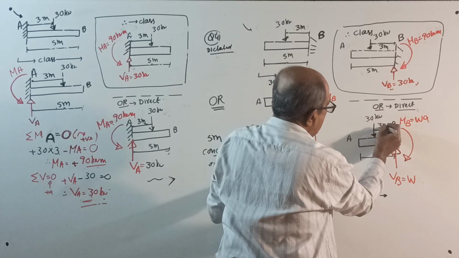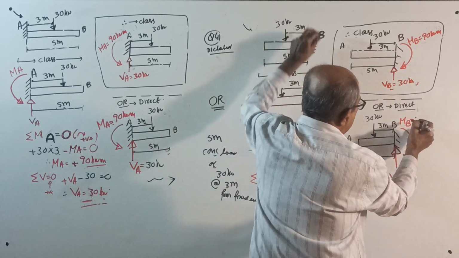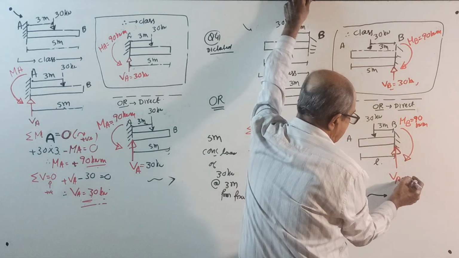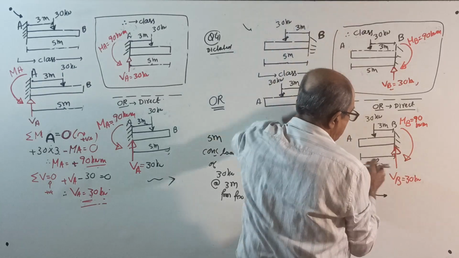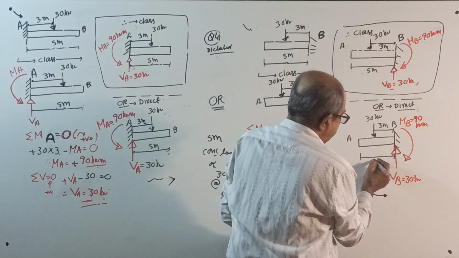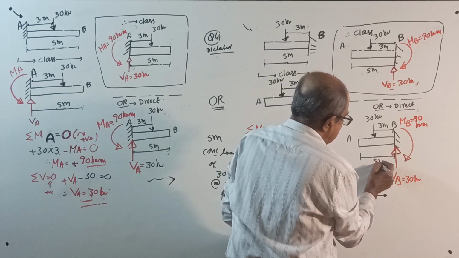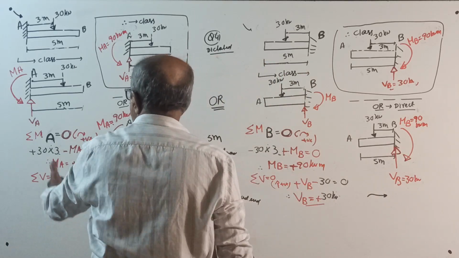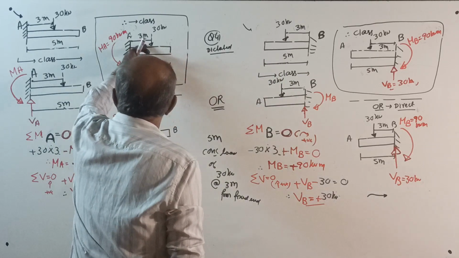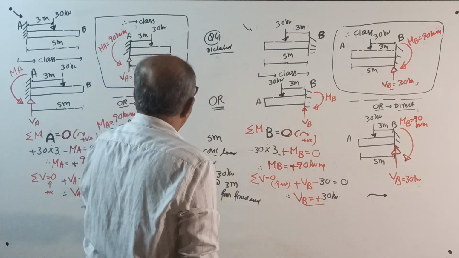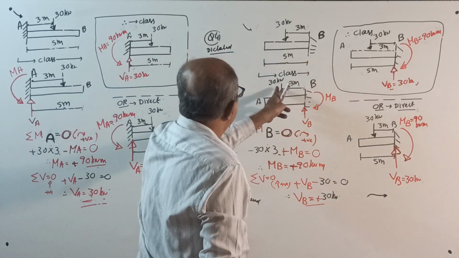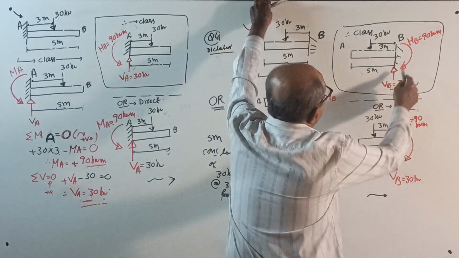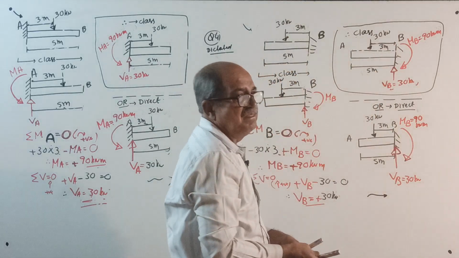See, by solving this way, the subject will be perfect. Everybody will understand correctly, so that nobody will tell, I am getting difficulty with the left hand fixed or right hand fixed like that. Okay, let me check. Anything missing? 5 meter, 30 kilonewton, MB, 90, 30, yes, over.